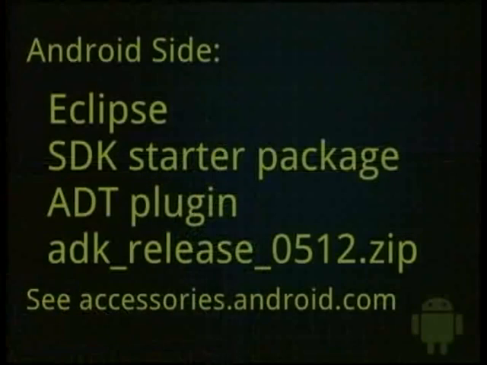It's actually building for 2.3.4. So what you need on the Android side to develop that software stack is Eclipse, the SDK starter package, and the ADT plugin. There is an ADK release 512, so ADK is the Android development kit that you need to install. There is a reasonable amount of documentation for this. It's just a matter of making sure that you get the right versions of things.